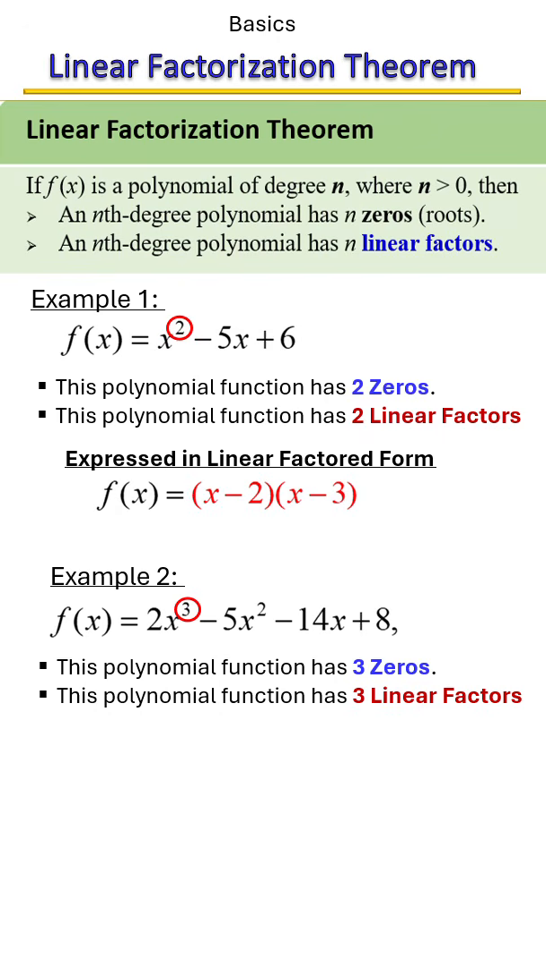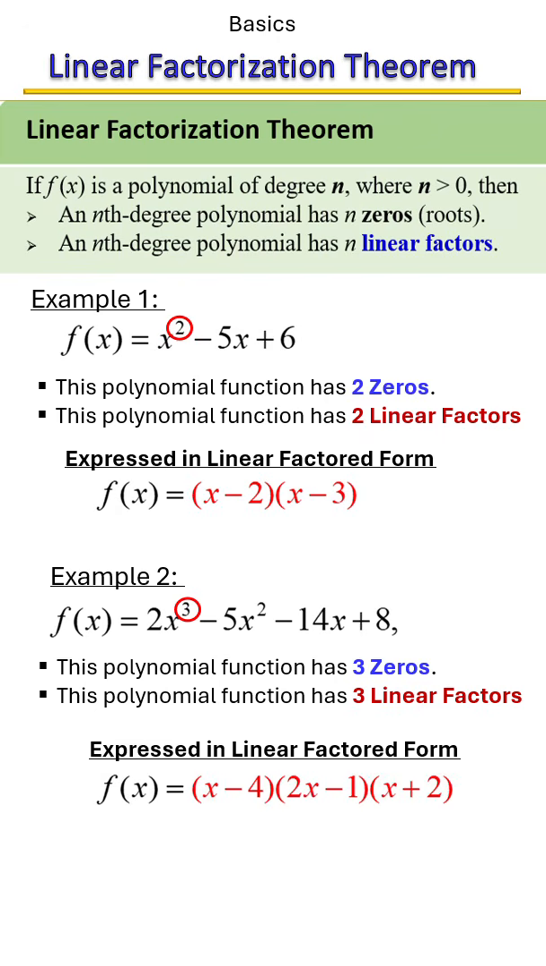So to write that in linear factored form, it's going to look like so. And as you can see, I have my 3 linear factors. All you have to do is simply solve for x to identify your zeros.